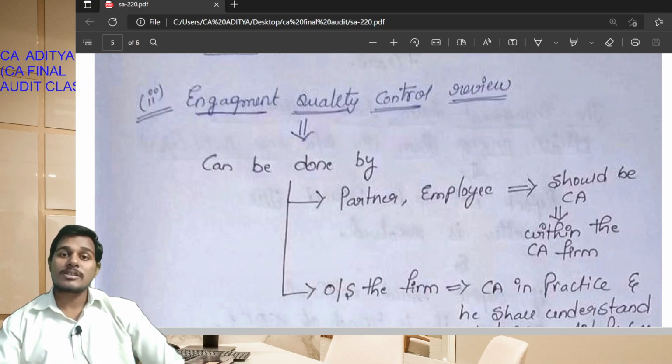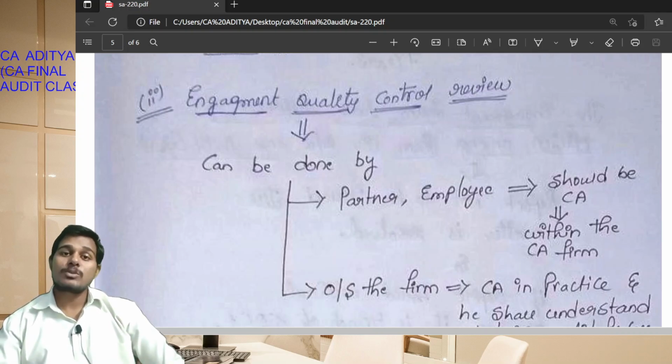Students, what does the engagement quality control reviewer do? The reviewer will review the work performed by the engagement partner or the audit firm. Who can be an engagement quality control reviewer? He can be a partner or employee of the CA firm, or he can be from outside the CA firm.